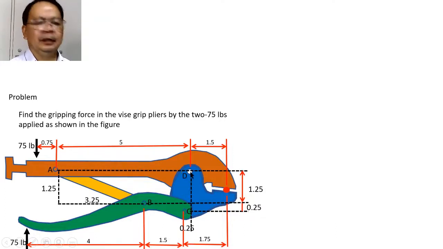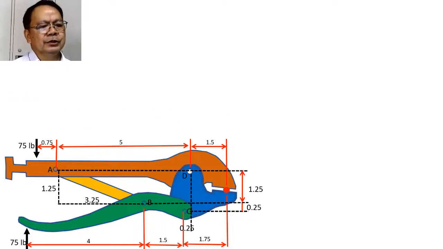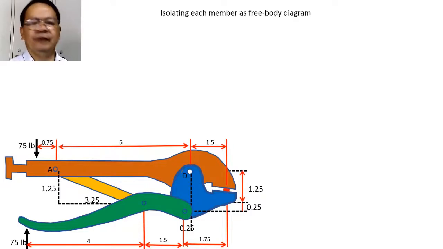Pagkatapos na maipakita natin yung mga location ng joints or ng pins na kung saan the forces shall be acting, pwede natin siyang i-isolate one by one. We try to isolate each member from each other. So let us do it, ano? So, isolating each member as a free body diagram.